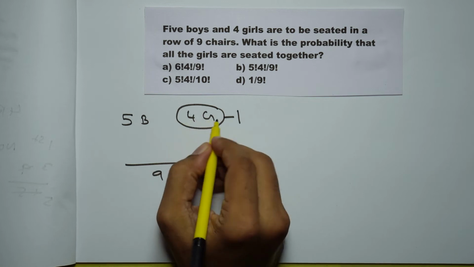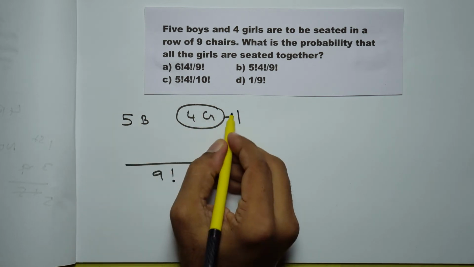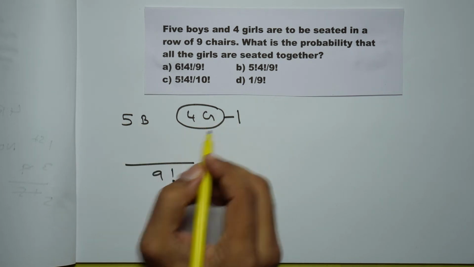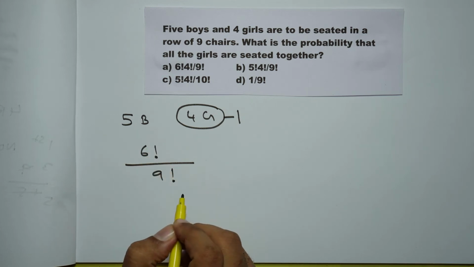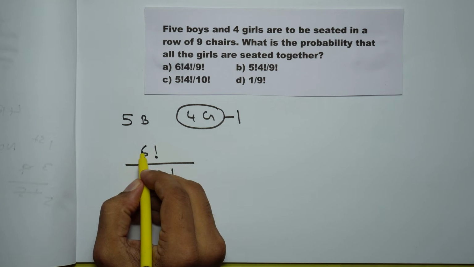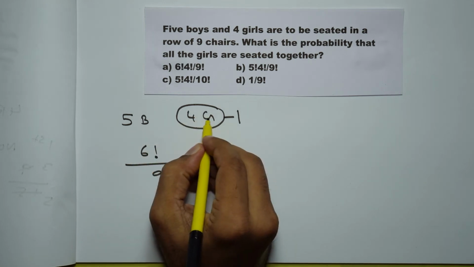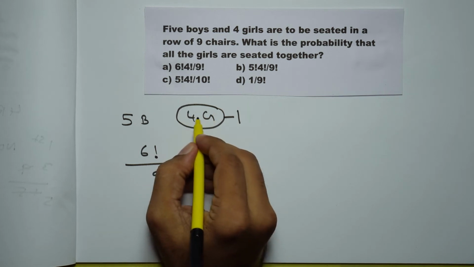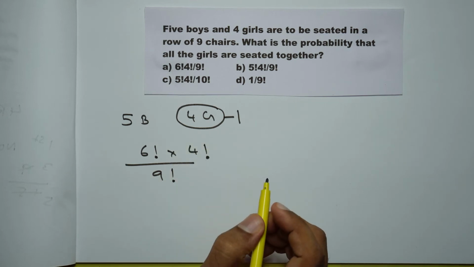So if you treat this as one person, effectively we have these 5 boys and this one person is also there. So 5 plus 1, 6 of them are there and they can be interchanged among themselves in 6 factorial ways. And in each of these 6 factorial arrangements, the 4 girls among themselves can be interchanged. They'll still be together. So the 4 girls among themselves can be interchanged in 4 factorial ways.